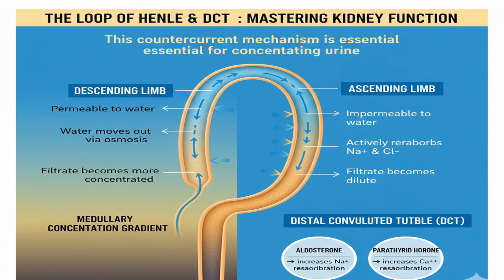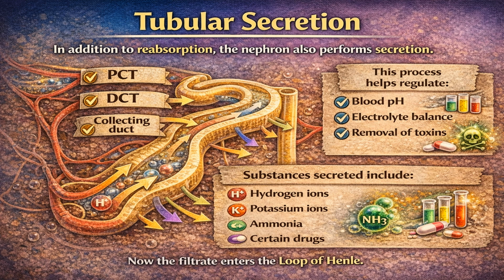Next, the filtrate enters the distal convoluted tubule. The reabsorption continues but in a regulated manner. The hormones involved here are aldosterone, which increases sodium reabsorption, and the parathyroid hormone, which increases calcium reabsorption. Now the third process is tubular secretion.